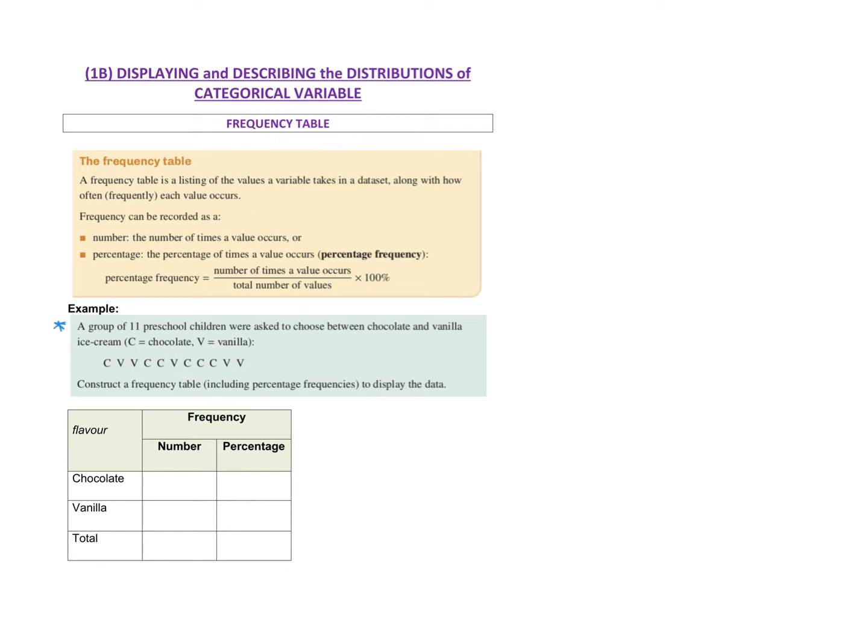And obviously we can add up how many times something occurs, and that's the frequency. And then we can change it into a percentage frequency. So when we see this percentage frequency, we're going to say, all right, how many out of the total did we have, and we'll times it by 100, and that'll give us our percentage frequency. So let's have a look at this example.